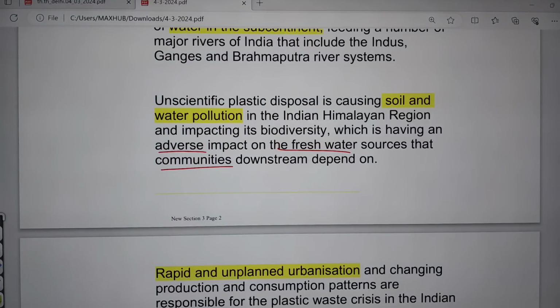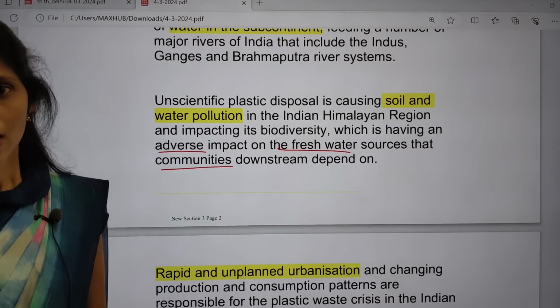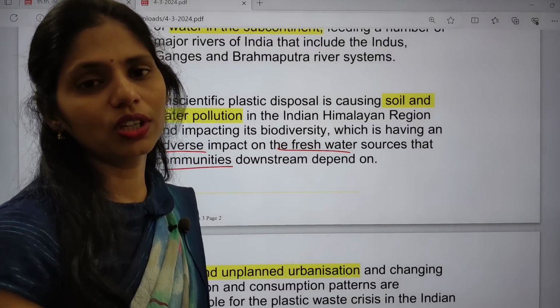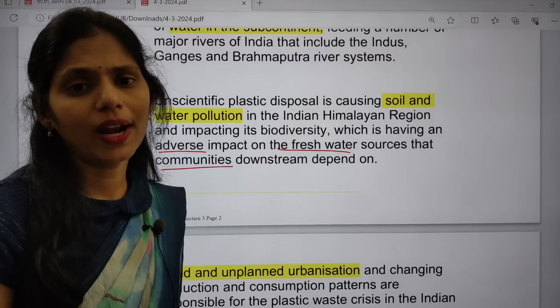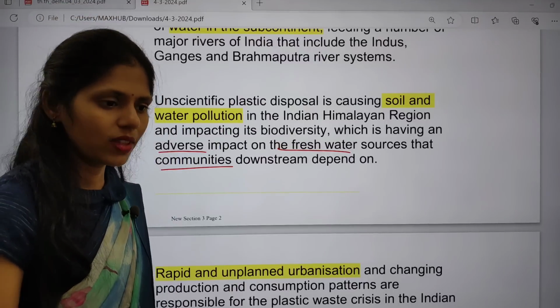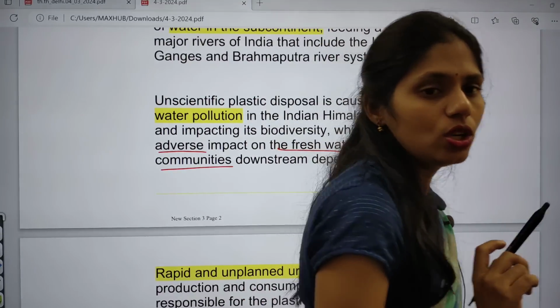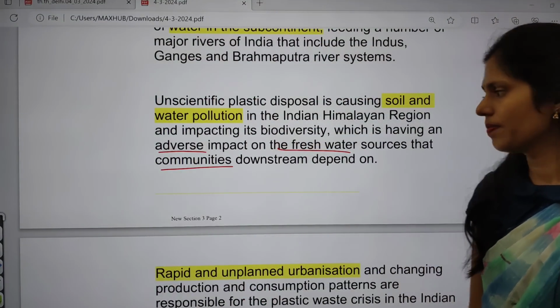Many people depend on river water, so they consume this river water directly. Because of this, whenever they take this plastic polluted water, which has microplastics, the microplastics enter into our body. We even had a report which said that microplastics are also present in human blood.